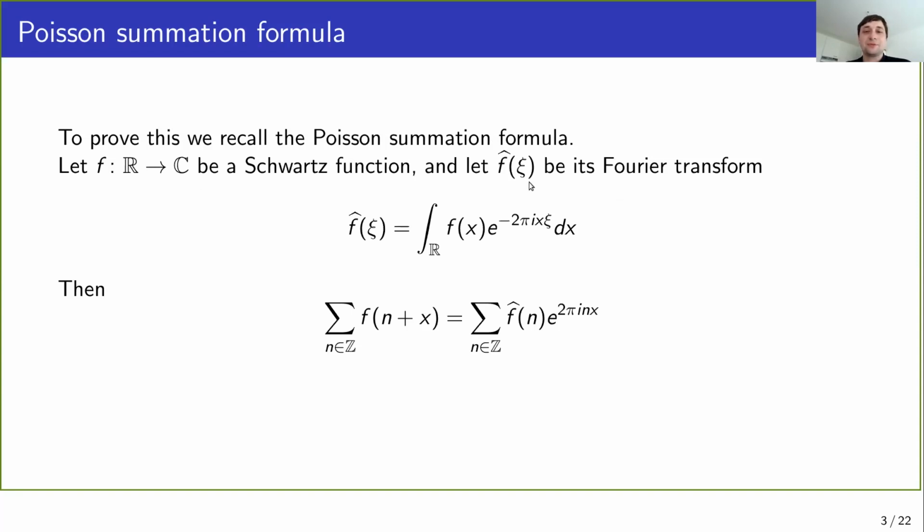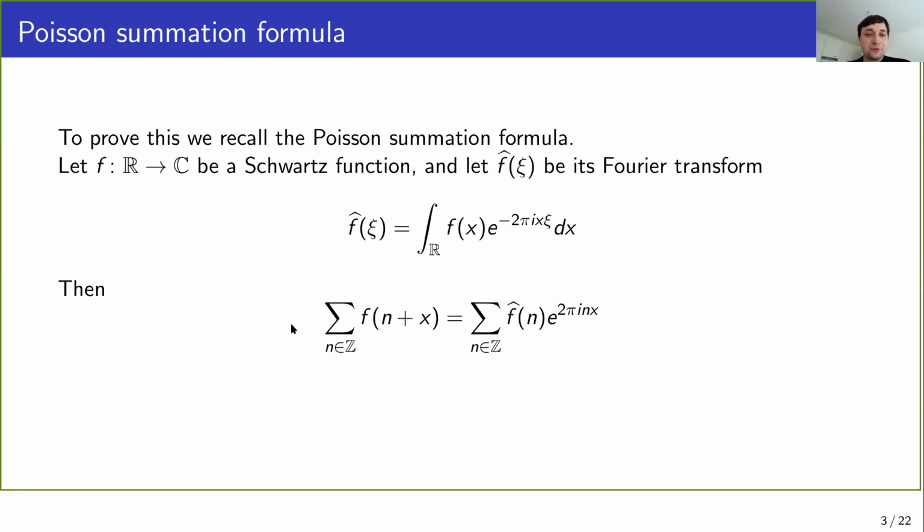And for this function, we define the Fourier transform with the following normalization. It's a standard Fourier transform with a minus 2 pi i in the exponent. This normalization is very convenient for the Poisson summation formula, because then it simply becomes this identity. The sum over all integers n of the values of f at the shifts of a point x by n is equal to the sum over all integers of the values of the Fourier transform. So it's a Fourier series now, with coefficients given by the values of the Fourier transform.